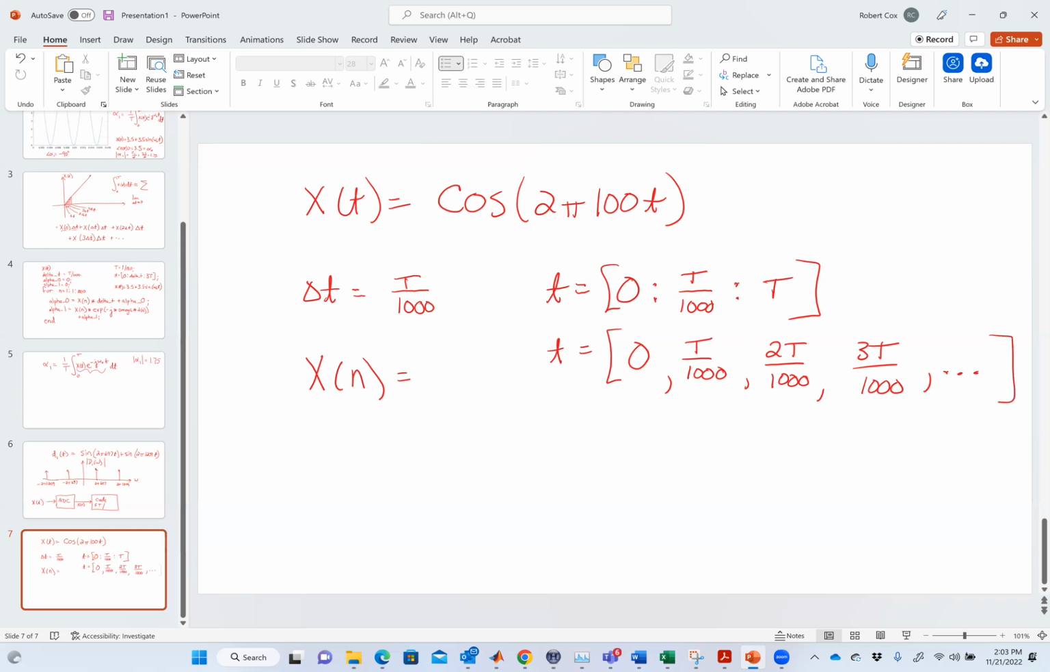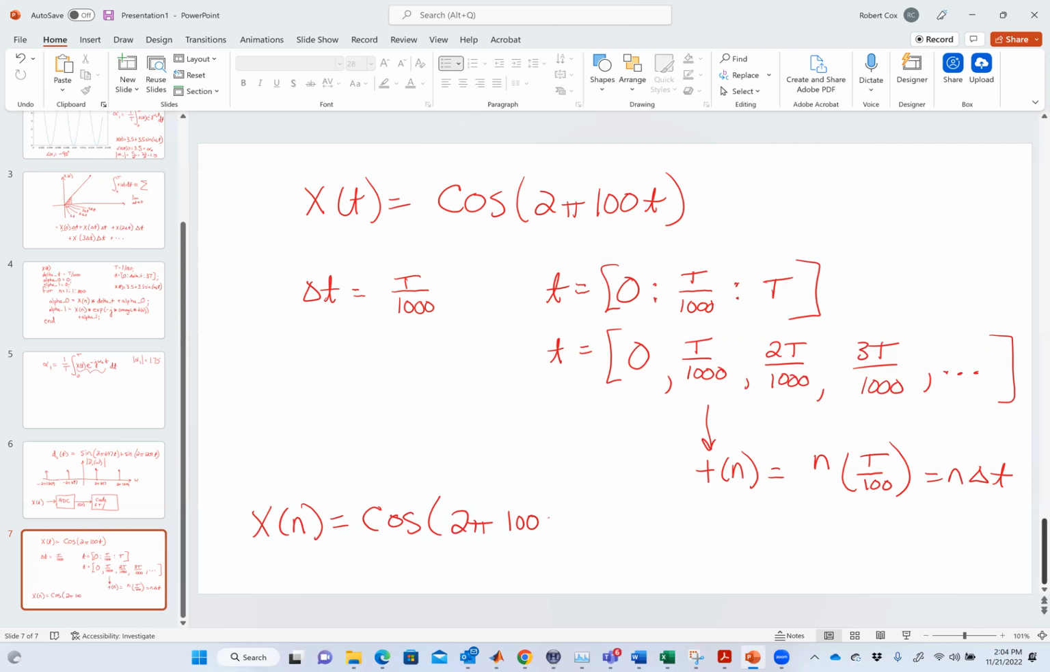So if I look at the nth entry in that vector, in general, what is it? t of n is n times T over 1,000, or n times delta t. So I could think of this vector that way too, and say x of n is equal to cosine of 2 pi 100 times T over 1,000 times n. Now I've removed time from that. It's discretized now; I've basically got a series of numbers in the computer.